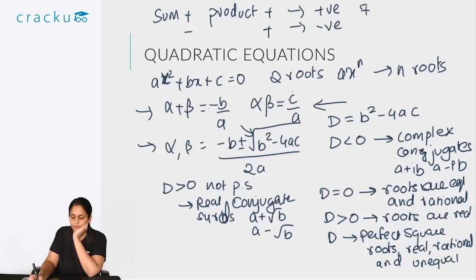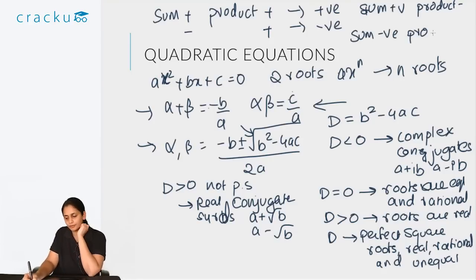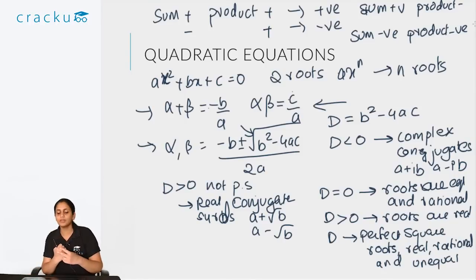If the sum is positive and the product is negative, then one of the roots is negative and the other root is positive, and the absolute value of the positive root is greater than the absolute value of the negative root. If the sum is negative and the product is negative, again one root is negative and the other is positive, and the absolute value of the negative root is greater than that of the positive root. So these are the properties of the roots based on the determinant and the coefficients of the equation.